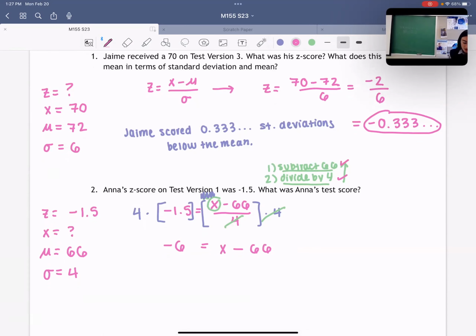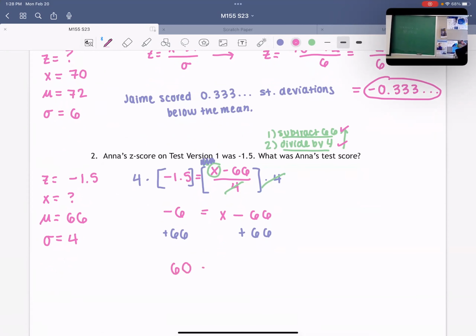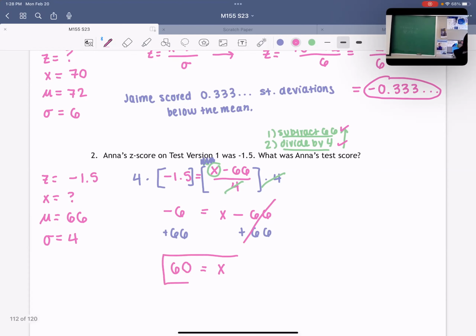Next, we have to undo subtracting by 66. What's the opposite of subtracting by 66? Adding 66. Good. So I'm just going to take 66 and add it on both sides of the equation, right? Okay. So on the left-hand side, negative 6 plus 66 is 60. And these guys cancel out. So we're just left with x on the right-hand side. Looks like we got x by itself. That made 60 Anna's test score.